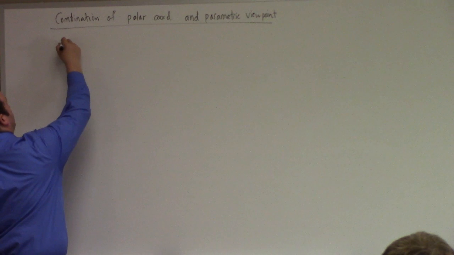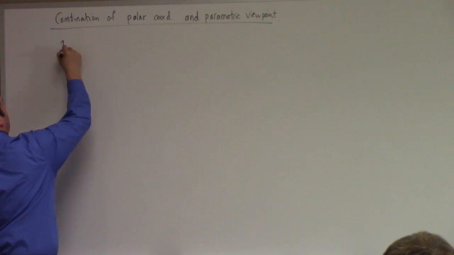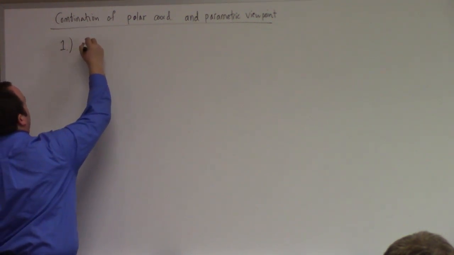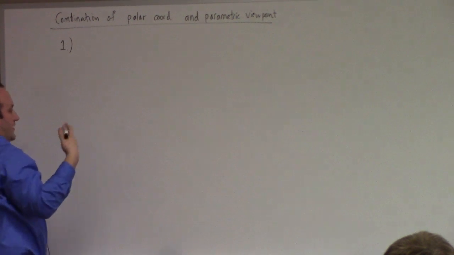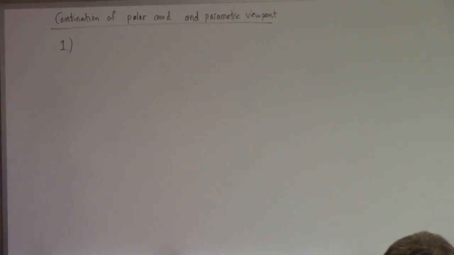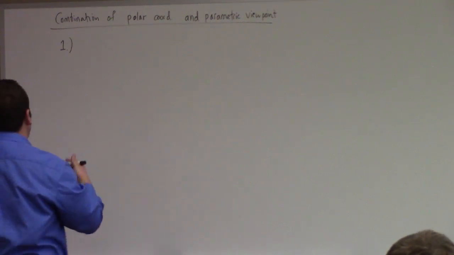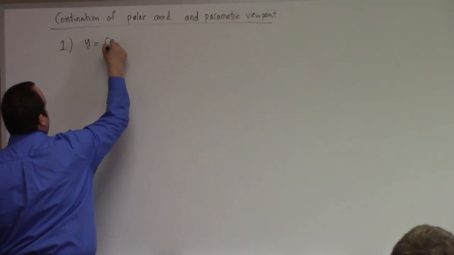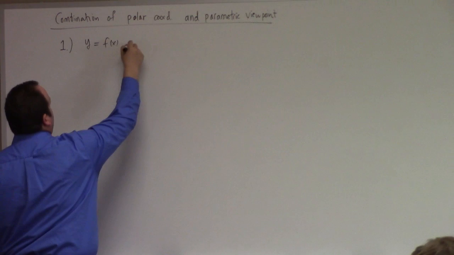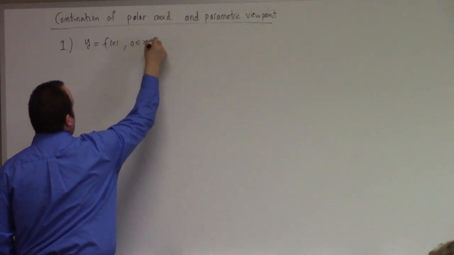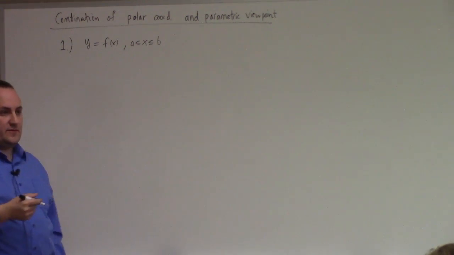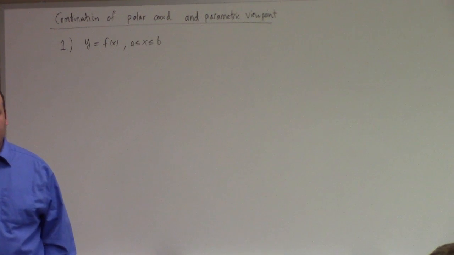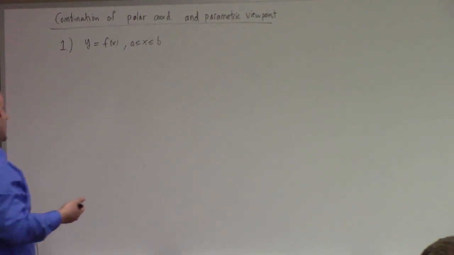Just a couple of big picture points here. I'm going to start by not even talking about the polar viewpoint. I'm going to start with the Cartesian viewpoint. Take us back to where we started before all this stuff, right? You looked at graphs like y equals f of x, say a less than or equal to x less than or equal to b. If you're looking at the graph and you want to describe its arc length, what would you do?